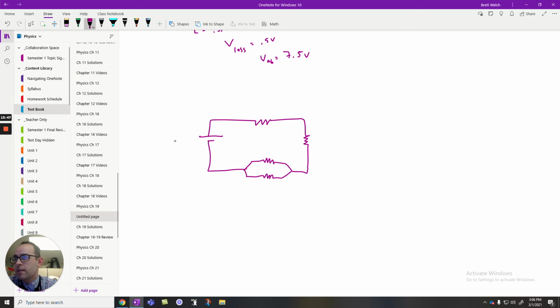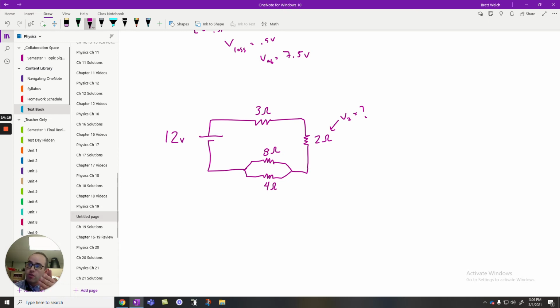And let's say that this is a 12 volt supply with a 3 ohm resistor here, a 2 ohm resistor here, an 8 ohm resistor here, and a 4 ohm resistor here. And I want to know what is the voltage on the 2 ohm resistor. Okay, what's the voltage loss across that resistor?